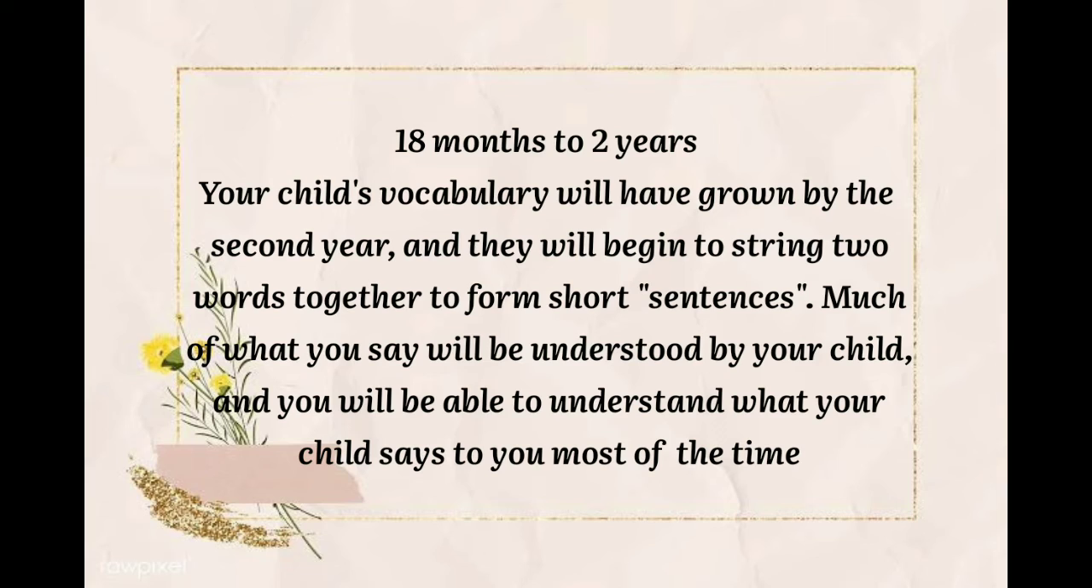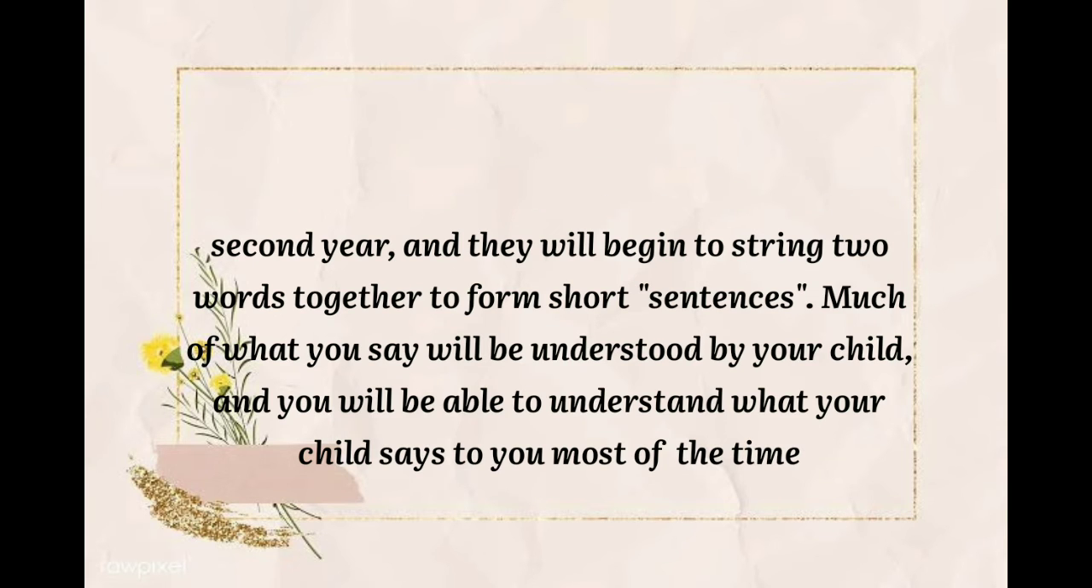18 months to 2 years. Your child's vocabulary will have grown by the second year, and they will begin to string two words together to form short sentences. Much of what you say will be understood by your child, and you will be able to understand what your children say to you most of the time.